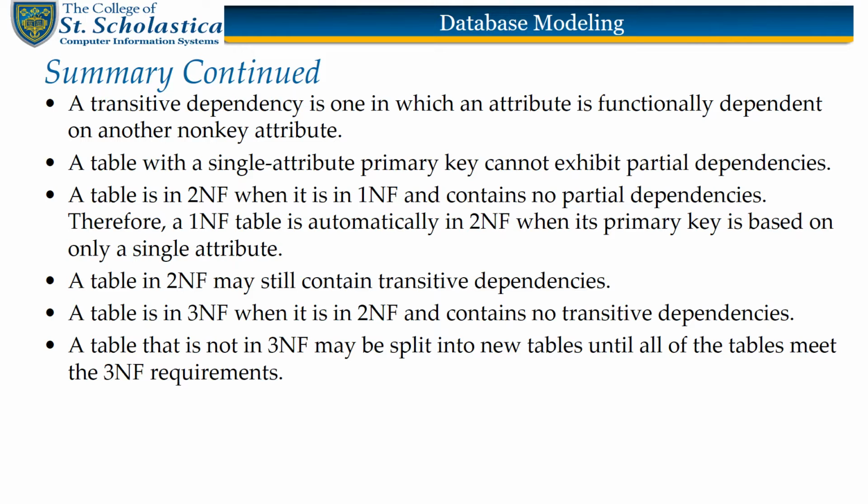A table with a single attribute primary key cannot exhibit partial dependencies. A table is in 2NF when it is in 1NF and contains no partial dependencies. Therefore, a 1NF table is automatically in 2NF when its primary key is based on only a single attribute. A table in 2NF may still contain transitive dependencies. A table is in 3NF when it is in 2NF and contains no transitive dependencies.